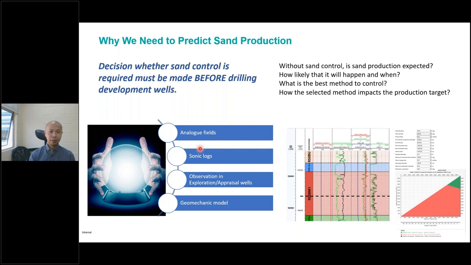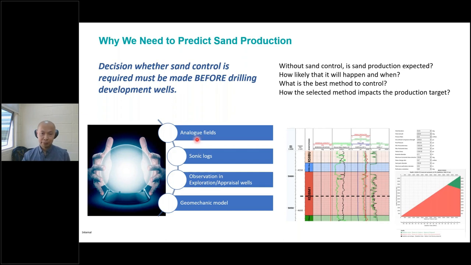But the three methods, analog field, sonic log, and observation in exploration, are not perfect. So the best is to create what we call a geomechanical model. All the information that we have from these three previous methods, we can incorporate into the geomechanical model.